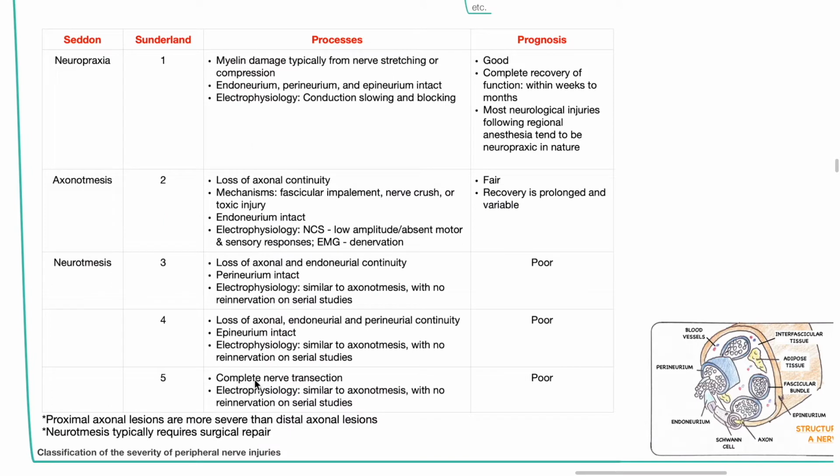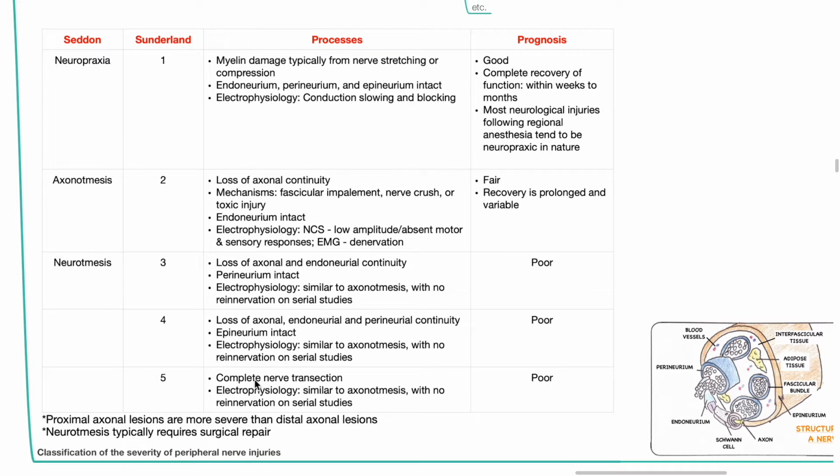The severity of peripheral nerve injuries can be classified according to Seddon's classification or Sunderland's classification. For neuropraxia, which corresponds to Sunderland 1, myelin damage occurs, which is typically caused by nerve stretching or compression. The endoneurium, perineurium, and epineurium are intact. Electrophysiology shows conduction slowing and blocking. Prognosis is good. Complete recovery of function can occur within weeks to months. Most neurological injuries following regional anesthesia tend to be neuropraxic in nature.